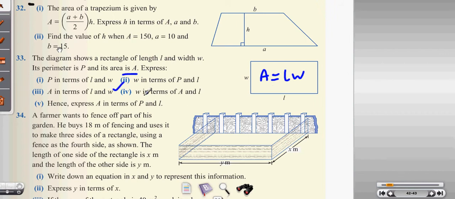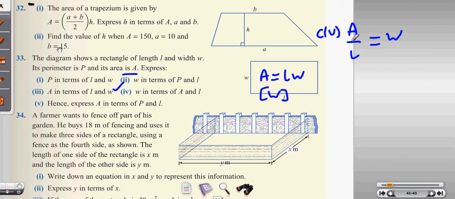Now for part 4, it wants us to get W on its own for this formula. So basically, W is being multiplied by L, so to get rid of the L, we just need to bring it over to the other side and divide it. So the width is equal to area divided by length. And that's the answer for part 4.